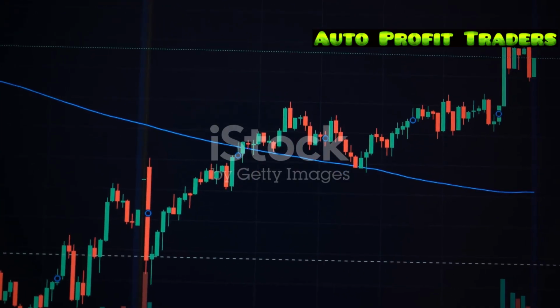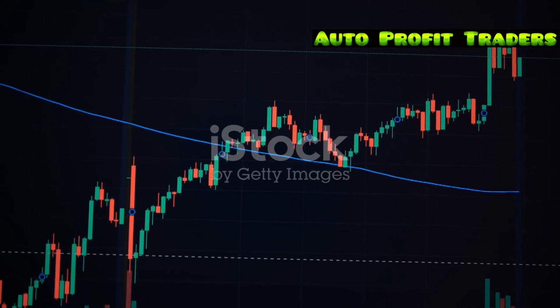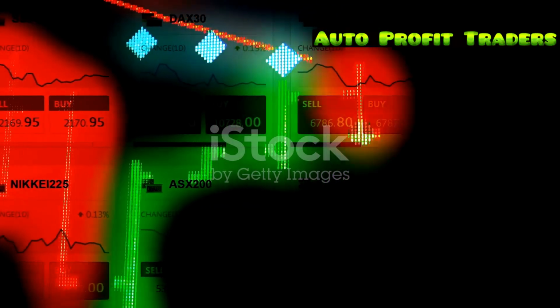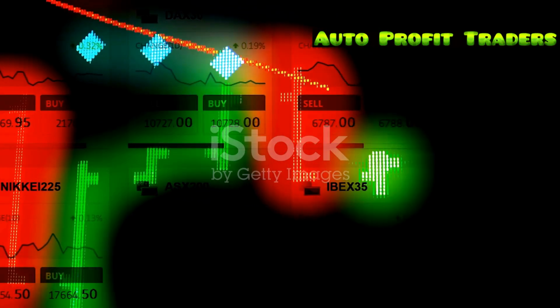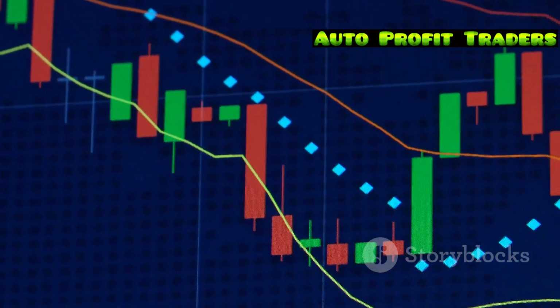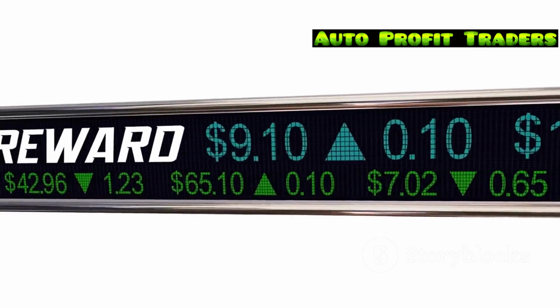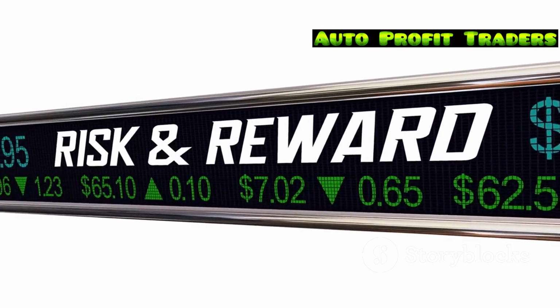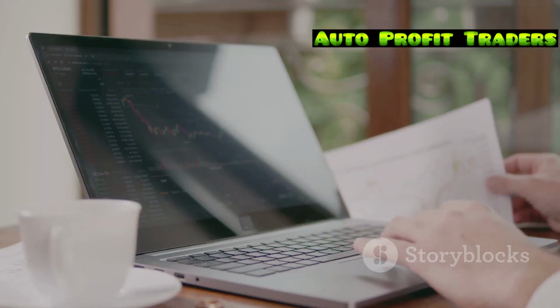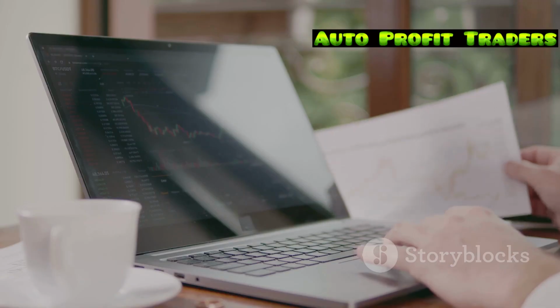Reading market structure, spotting key supply and demand zones, and executing trades with strict risk management. This isn't about chasing signals, it's about building a deep understanding that lasts your entire trading career.